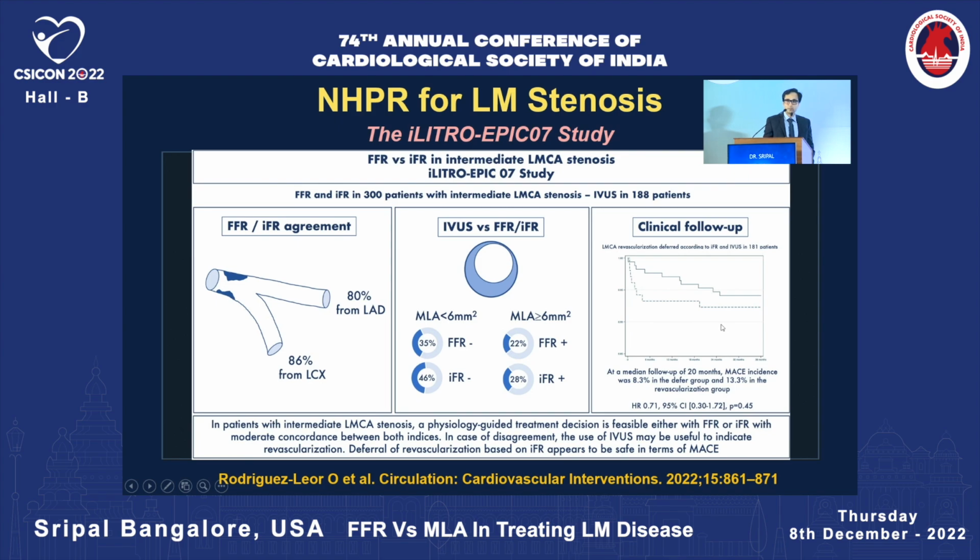So how does a non-hyperemic pressure ratio do for left main stenosis? There is a study which was recently published, the iLITRO-EPIC07 study, looking at FFR and iFR for patients with left main disease. Important to recognize that the concordance with FFR is only 80% if you use iFR. More concerning is the fact that if you use an MLA cutoff of less than 6, FFR was negative in 35% of patients, but if you look at the non-hyperemic pressure ratio, nearly half of those lesions were negative on iFR.